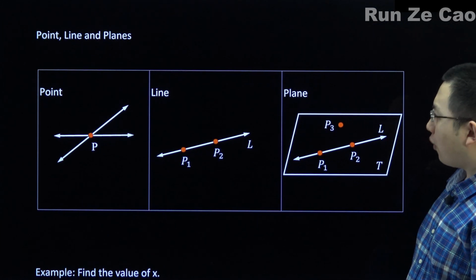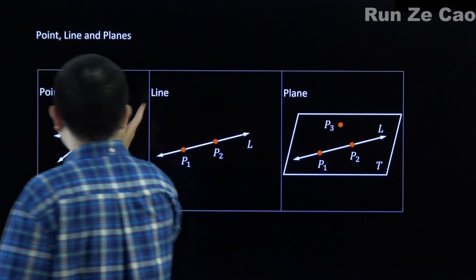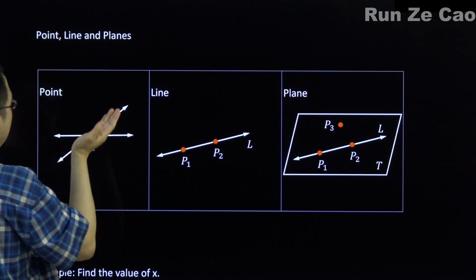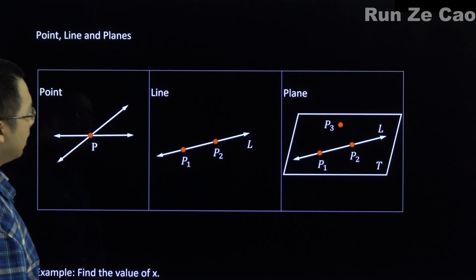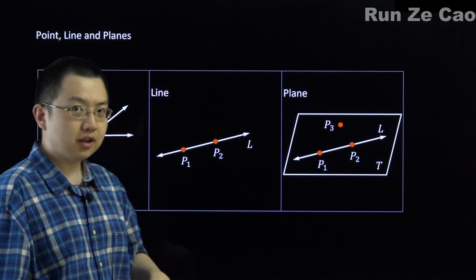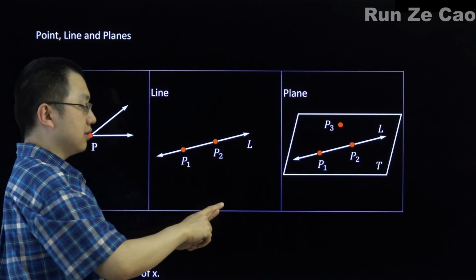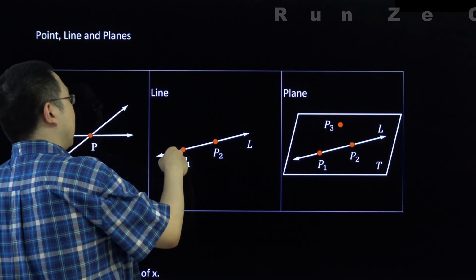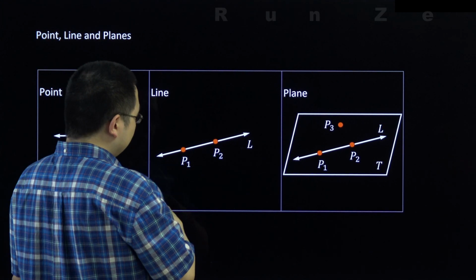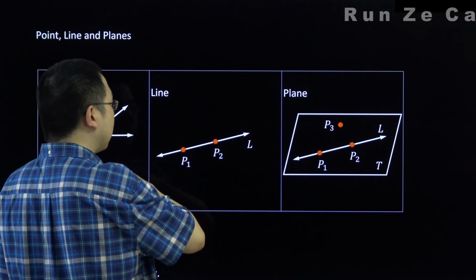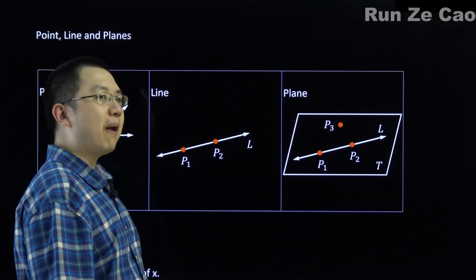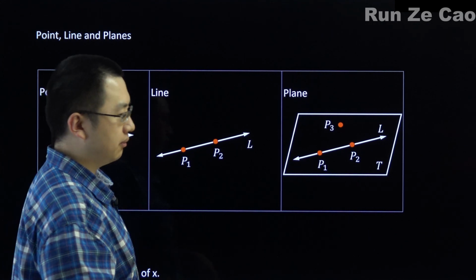Now, if you have a point, you can have lines that freely pivot through that point. An infinite number of lines can pass through a point. But if you have 2 points that are not the same, i.e. they're not exactly on top of each other, they don't overlap, if you have 2 distinct points, you can only have 1 line that passes through them. So a line is specified by 2 points.